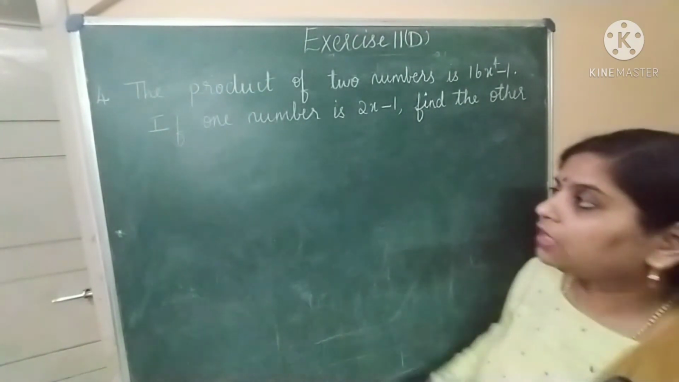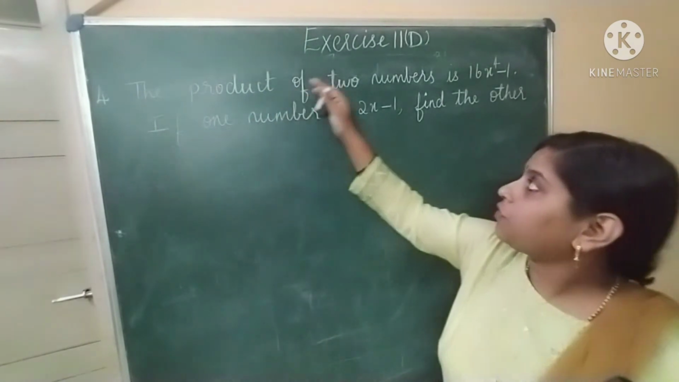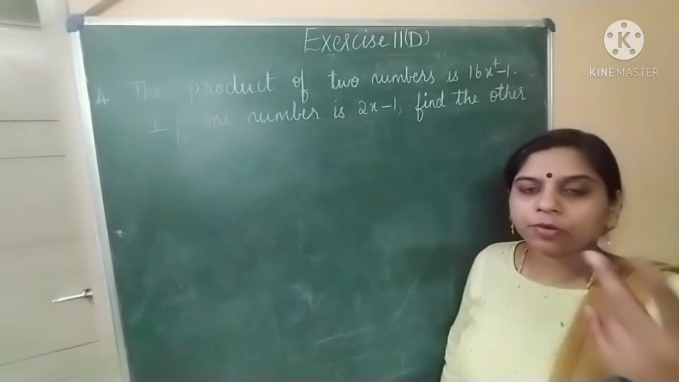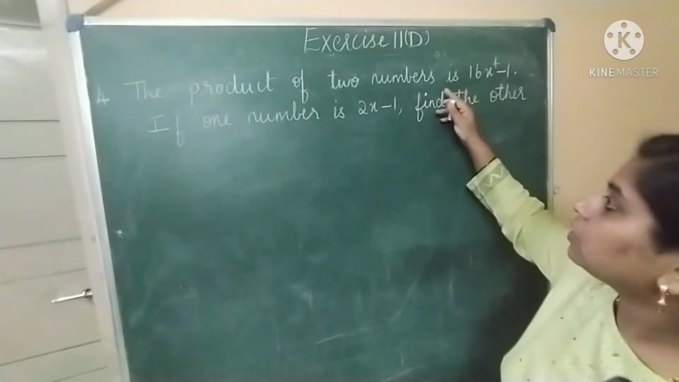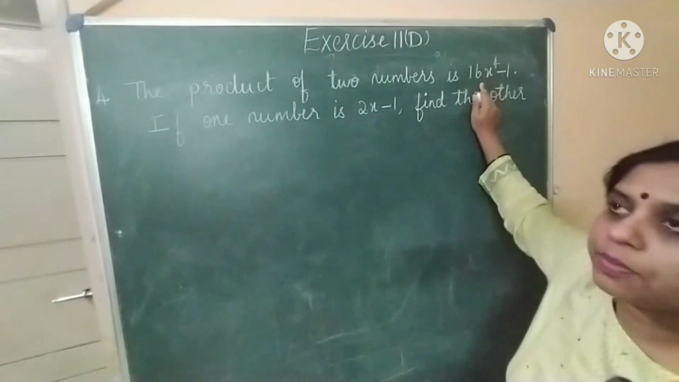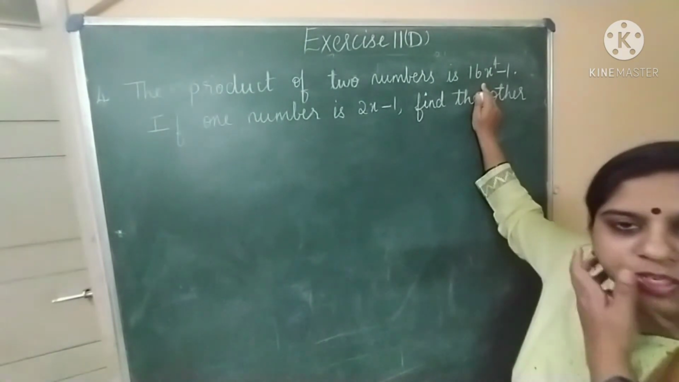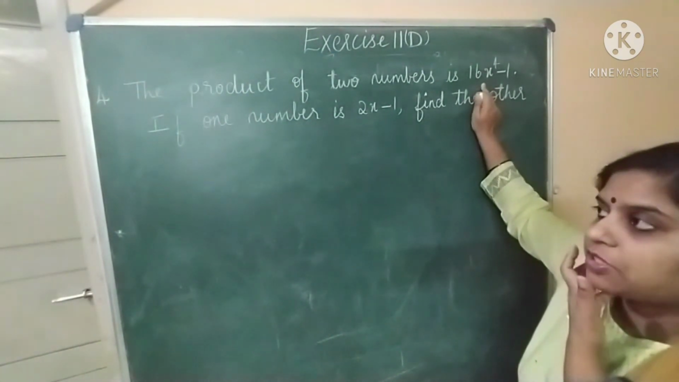So exercise 11D, fourth main. The product of two numbers. There are two numbers, and product means multiplication. When I multiply two numbers, the product is in the form of an expression. The answer is in the form of an expression.